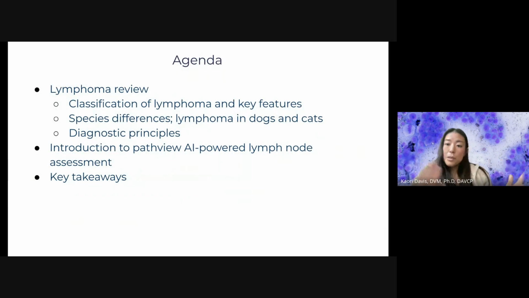So during my part of this webinar, we're going to review lymphoma, and we're going to put an emphasis on the classification of lymphoma and then also the key features of all these subtypes. And then we will discuss a little bit about the species differences in dogs and cats. And we will go over the diagnostic tools that we have. And we have a really exciting new offering, which is the PathView AI-powered lymph node assessment. So we're going to go over that briefly, and I will hand it over to Dr. Patel.